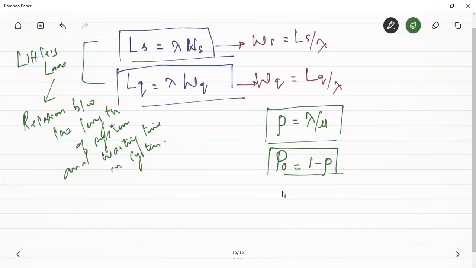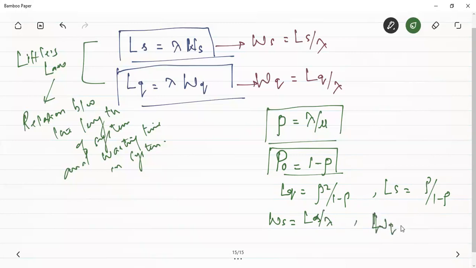After that, what did we study? We studied the length of the queue. Length of the queue is given by rho square divided by 1 minus rho. Length of the system is given by rho divided by 1 minus rho. And then waiting time in the system is Ls by lambda, and waiting time in the queue is given by Lq by lambda.